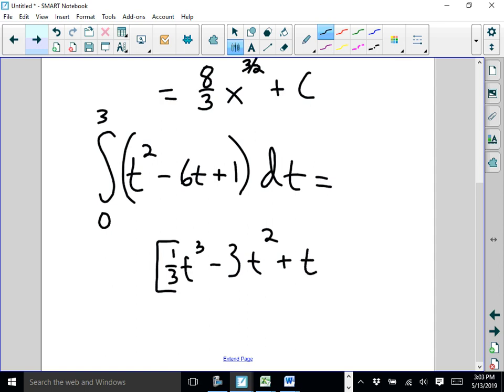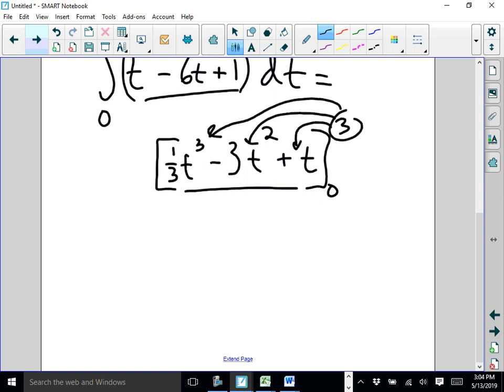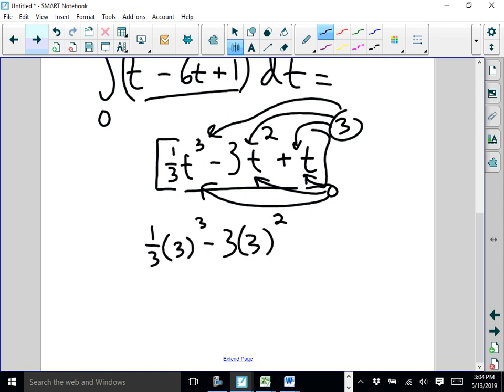Okay. So we get our antiderivative. Again, you can double check, do the derivative of this. Well, the derivative would be 3 times 1/3 is 1, so I get t squared minus 6t plus 1, which is exactly what I have up here. Okay. Now all I have to do is plug in 3 and plug in 0 and subtract. So when I plug in 3, I get 1/3 3 cubed minus 3 times 3 squared plus 3 minus, now you can see when you plug in 0, everything is going to be 0 here. I'm just going to say minus 0.